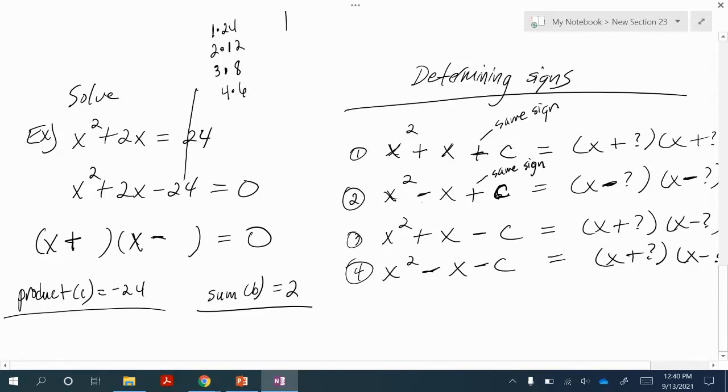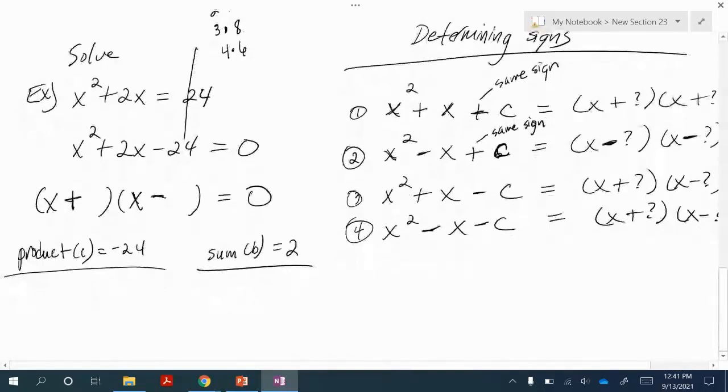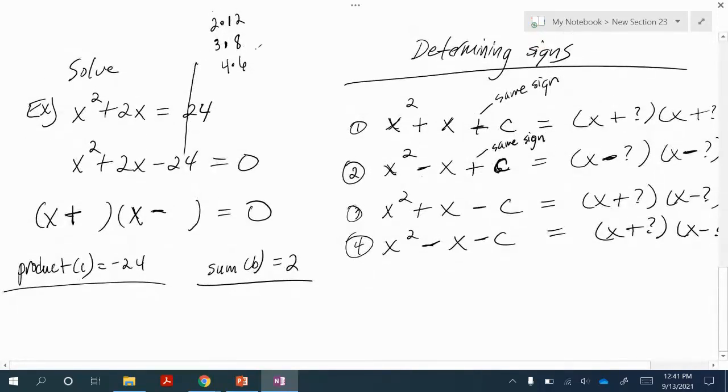And I believe these are all of the factors of 24. So now I'm going to take into account that one of the numbers has to be positive and one of the numbers has to be negative, so that when I add them, I get a sum of positive 2. So I'm going to use this last combination of 4 and 6, right? But what kind of 4 should I use and what kind of 6 should I use?